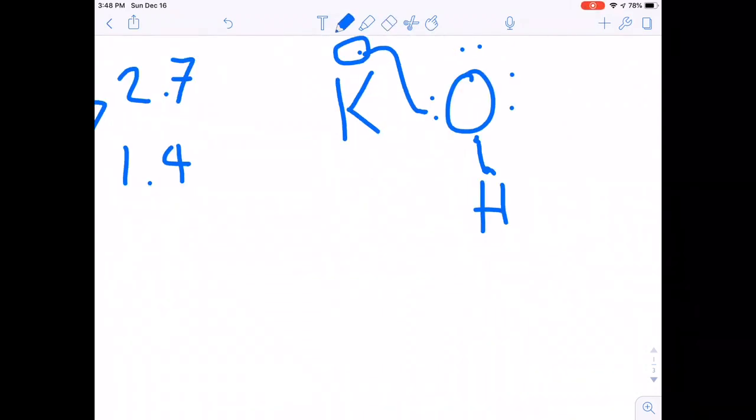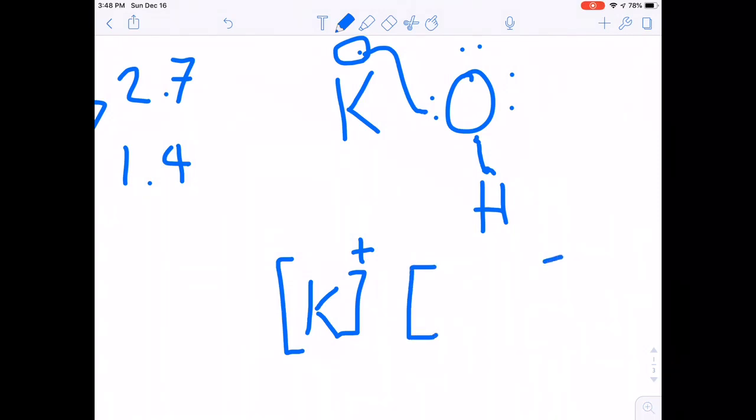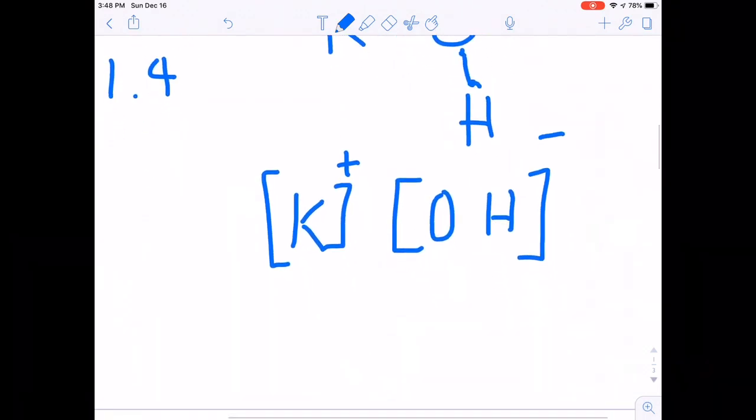So now let's draw our model for our ionic compound. So let's draw K in brackets. And K is actually going to have a positive charge now because it got rid of one of its electrons. And electrons are negative, so of course it's going to have a positive charge. And now we're going to draw O and H in the same brackets because oxygen and hydrogen are connected with an electron. So we're going to draw them together. So now they both have a negative charge because they gained one electron from potassium.